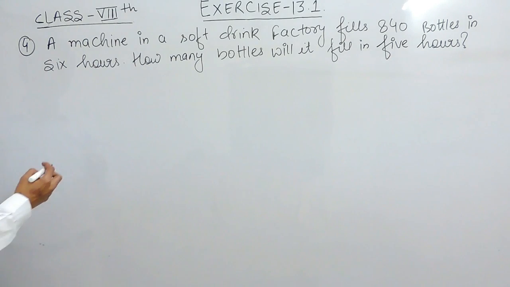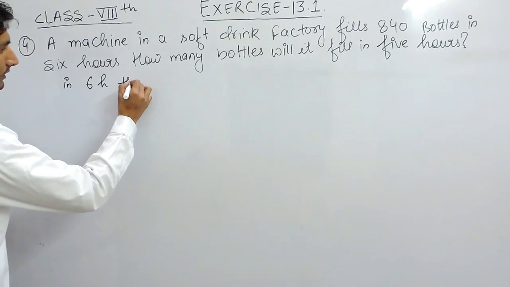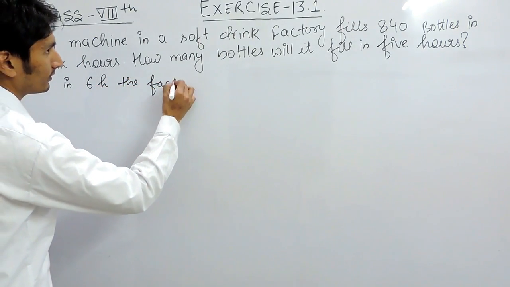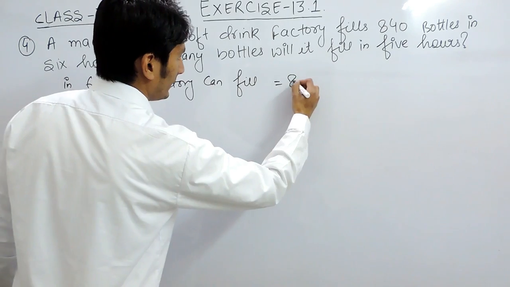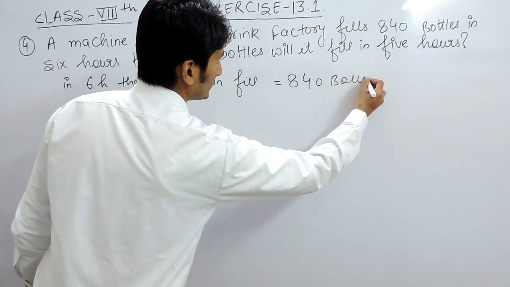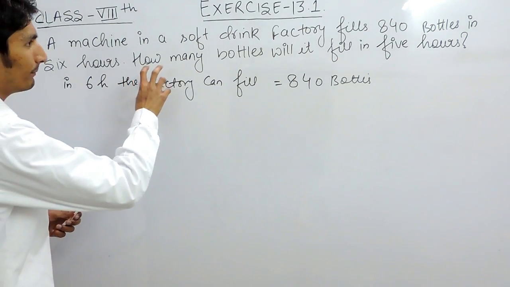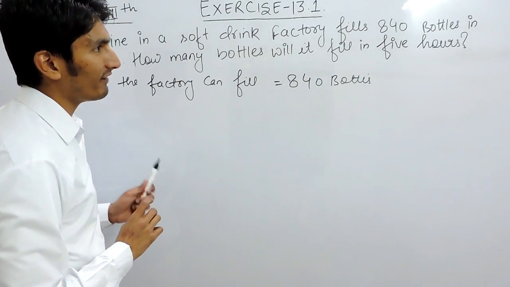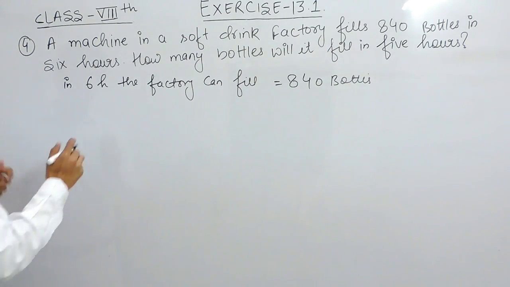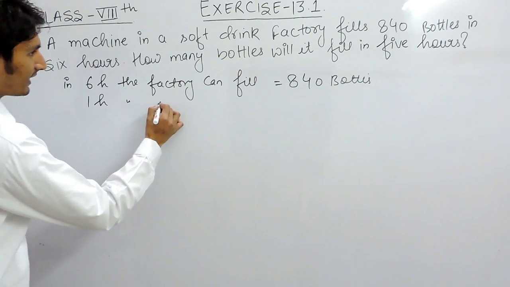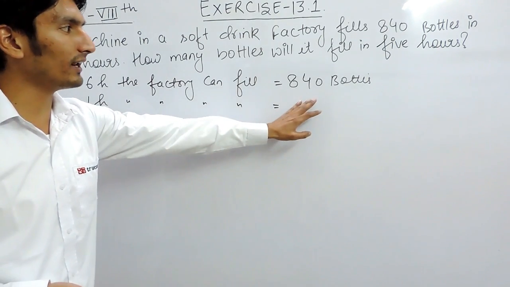So it is given that in 6 hours the factory can fill 840 bottles. If you want to find the number of bottles that it will fill in 5 hours, first of all let's find how many bottles it can fill in 1 hour. So in 1 hour the factory can fill, so we know that these two are in proportion.